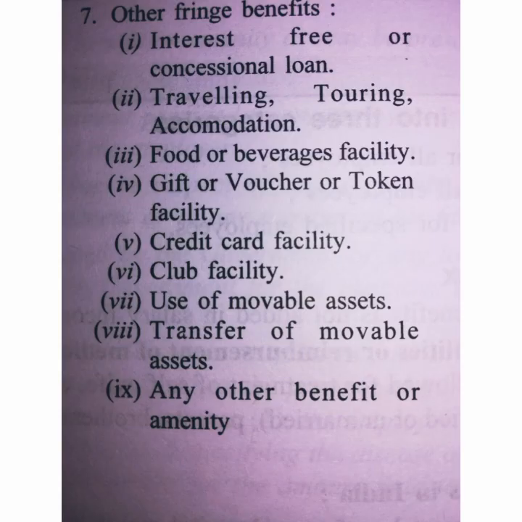Now let's move on to the next one, number 7, that is other fringe benefits. Under other fringe benefits, there are 9 things. Let's go to the first one, that is interest free or concessional loan. Interest free, or interest charged at a concessional rate, on a loan given by the employer to the employee or any member of his or her family is a perk given to the employee, and it is chargeable to tax.